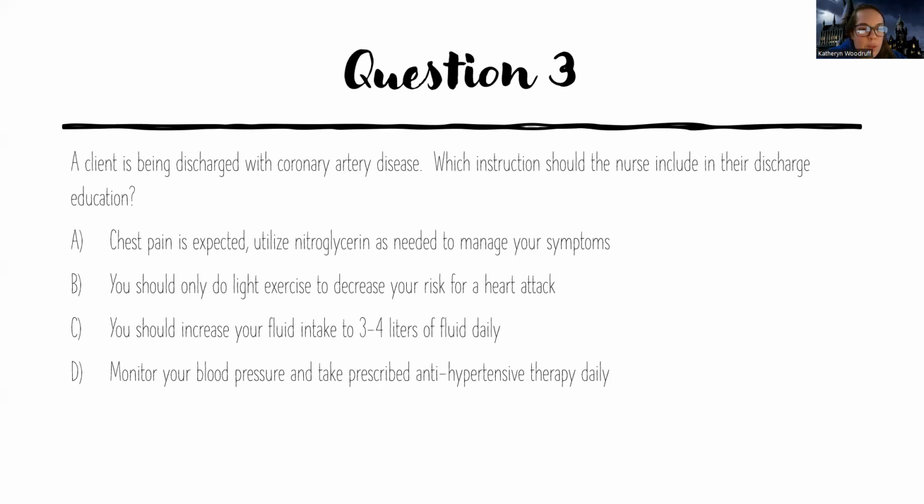Then D is monitor your blood pressure and take prescribed antihypertensive therapy daily. That goes with what I just said. With coronary artery disease, it's all about risk factors. We're trying to manage lifestyle things like obesity, diet and exercise, and also other conditions like diabetes and hypertension. So I think the best answer is D, that we want them to monitor their blood pressure and take their antihypertensives daily, because that shows if they're not managing their hypertension well.